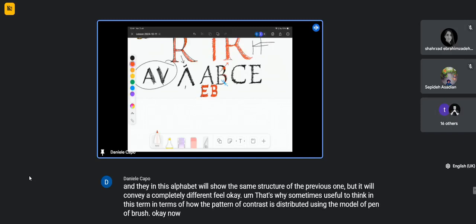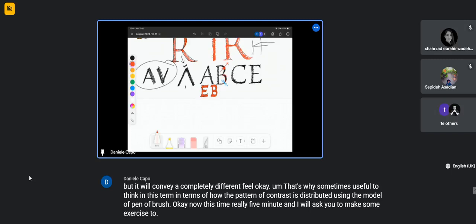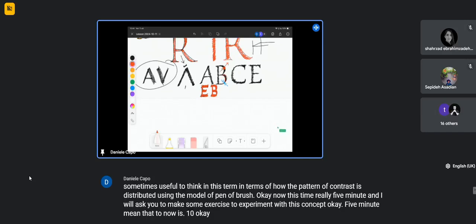Okay, now this time really 5 minutes, and I will ask you to do some exercise to experiment with this concept. Okay, 5 minutes means that now is 10. Okay, at 10:50, more or less, we will start our exercise.